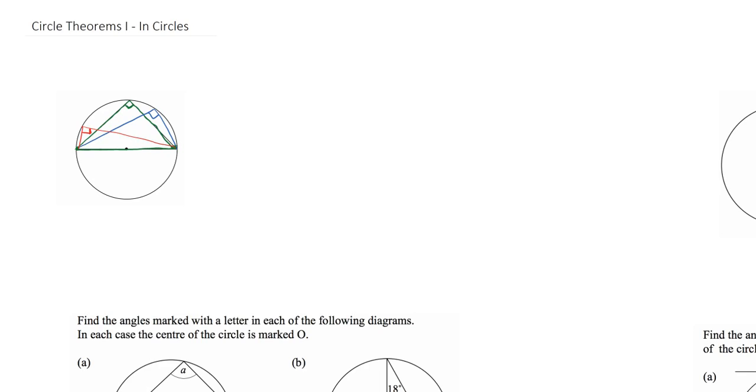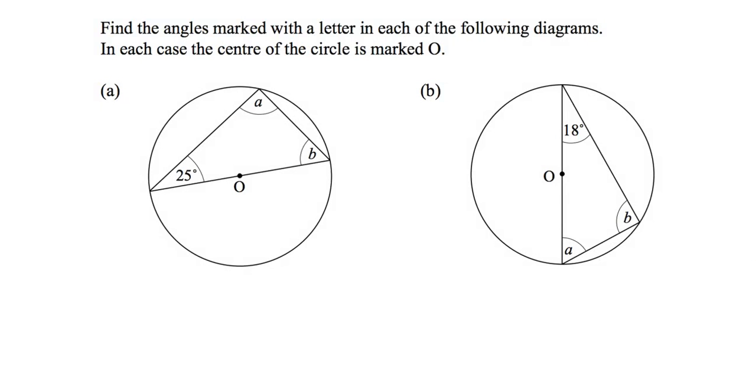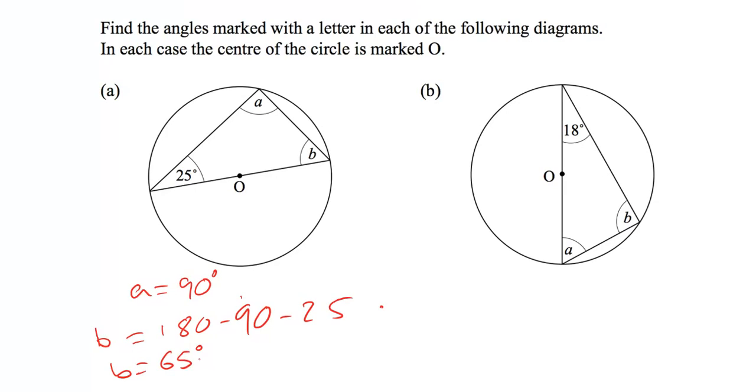So how would we use that? Well, let's have a quick look at a couple of simple examples. We've got situations here where you've got to find the missing angle. So straight away here, we can see we've got a diameter. So A is going to have to be 90 degrees. And if A is 90 degrees, well, all three angles on a triangle add up to 180. So if I wanted to work out B, that is going to be 180, take away 90, take away 25. So if I work that out, I'm going to have B is 65 degrees.